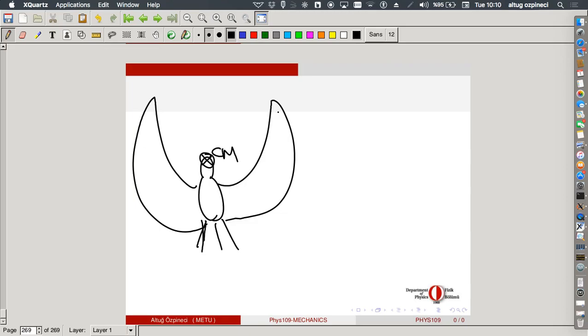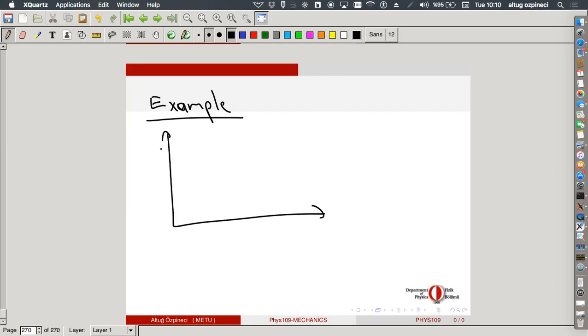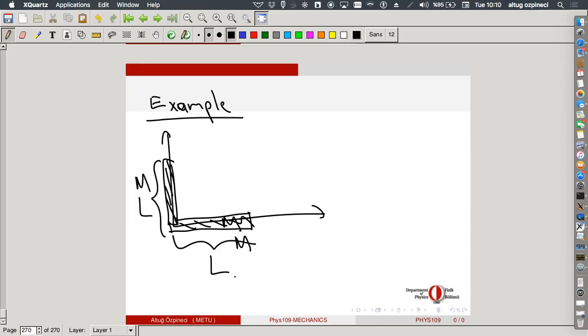Let's do another example. You have some mass over here. Let's say it has a mass m. You have another mass over here, which also has a mass m. And their lengths are L and L. Where is the center of mass?